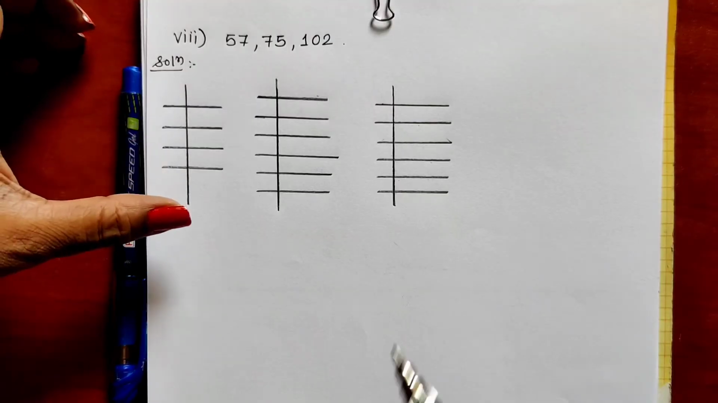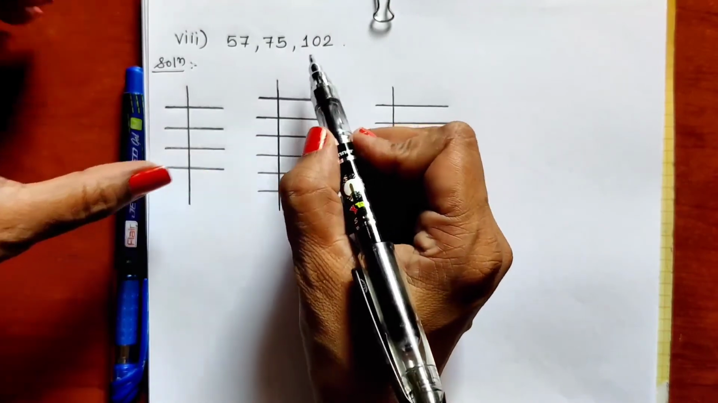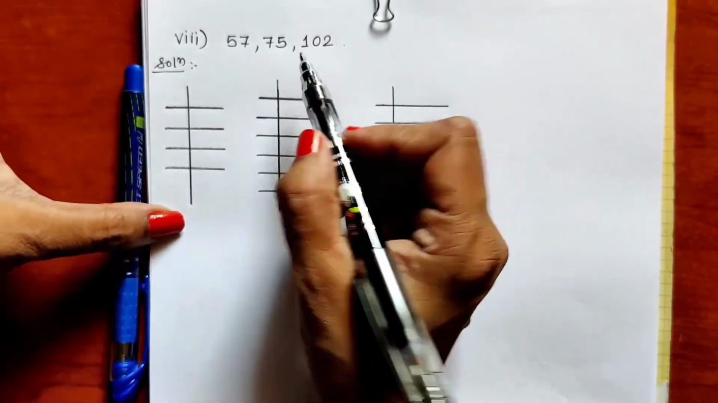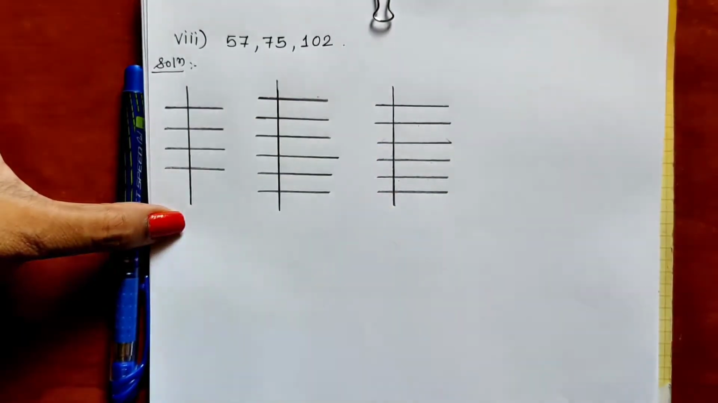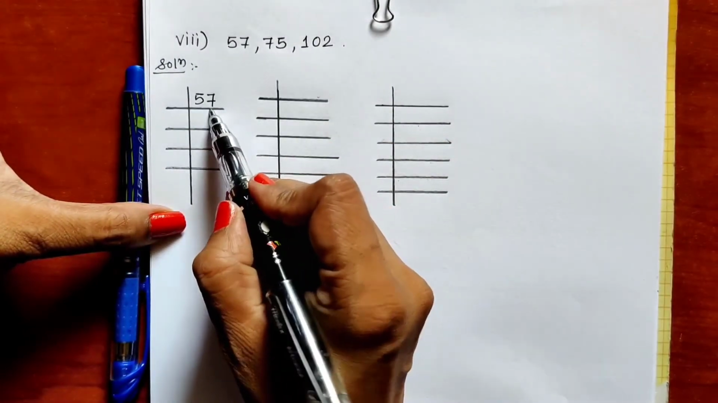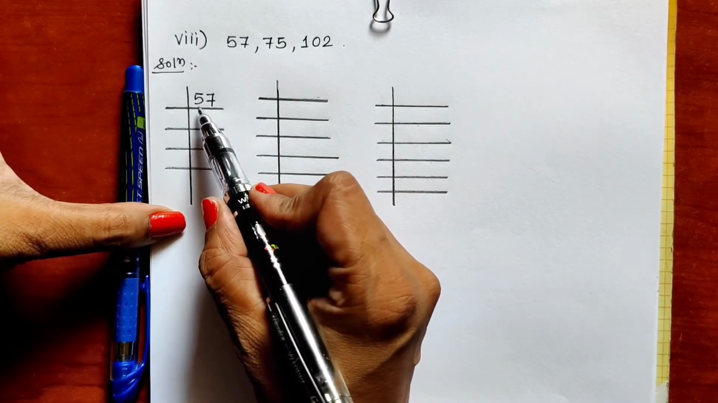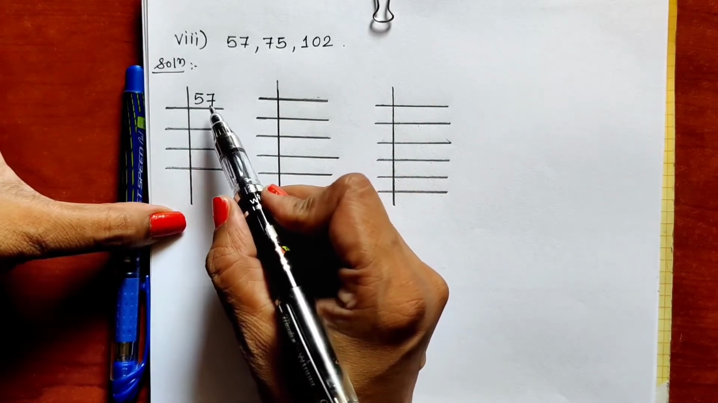Okay children, now let us see this 8th sum. Again we have got three numbers: 57, 75, 102. We have to find the factors of these three numbers first. So let us find out the prime factors. 57 is the first number. 7 in the unit place, that means this is not an even number, this is an odd number. So this will not be divisible by 2. Let us check the divisibility by 3.